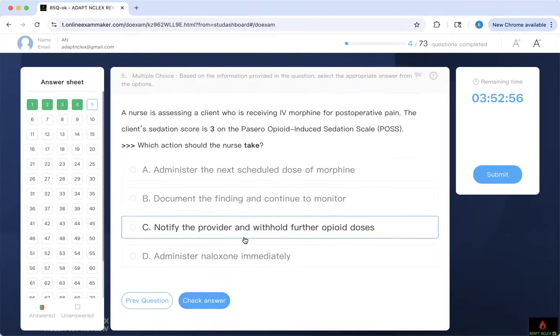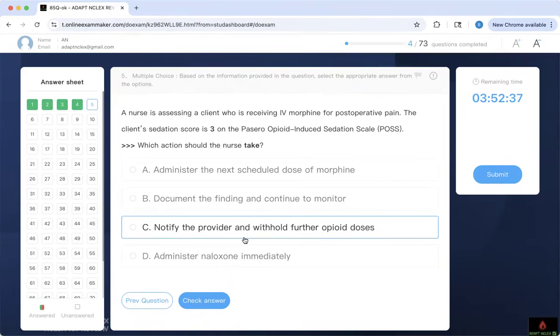And this is assessing a client who is receiving IV morphine for postoperative pain. The client's sedation score is 3 on what? Postoperative opioid-induced sedation scale. Which action should the nurse take? You may see questions like that. You have no clue, but use test-taking strategy. I'm going to show you, then we analyze it later on. But this is the problem.